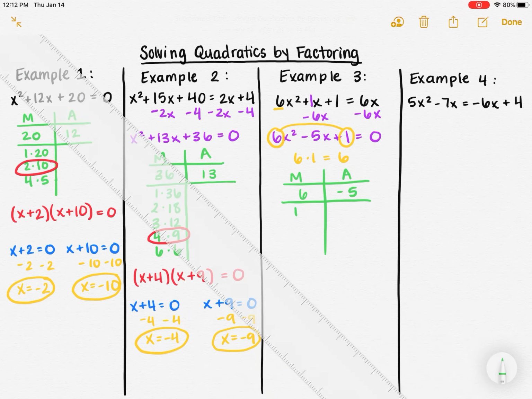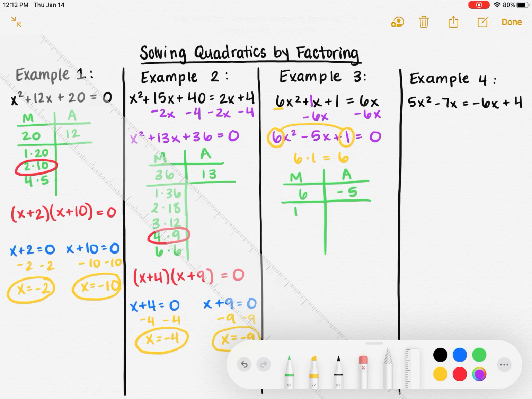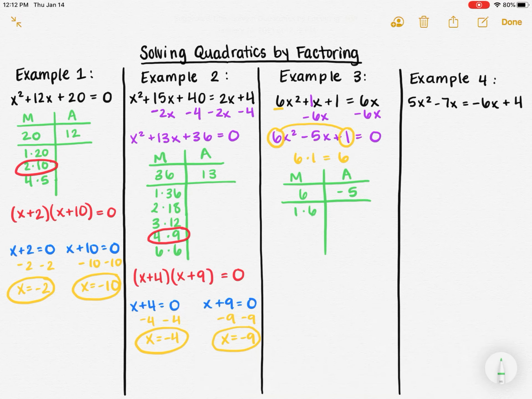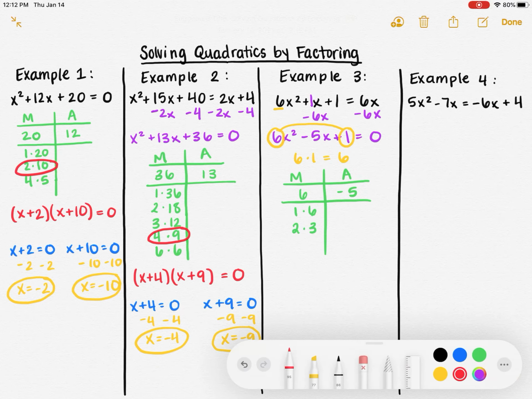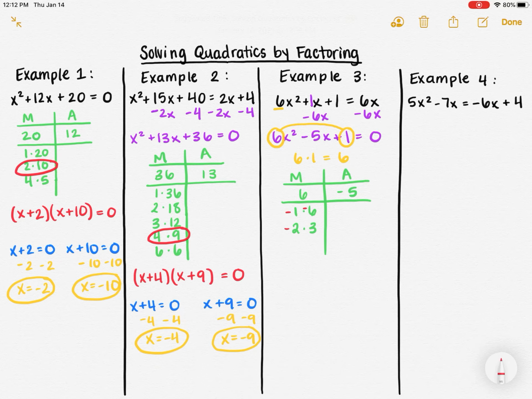So my factors of 6 are, that keeps happening. I don't want the ruler. 1 times 6 and 2 times 3. We should know those without a calculator. Now, since I'm trying to multiply to a positive and add to a negative, I'm going to need both my numbers to be negative, because two negatives also multiply to a positive.